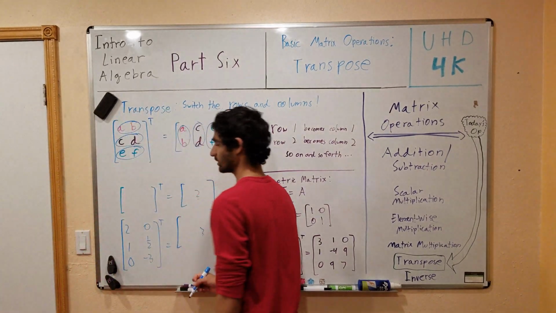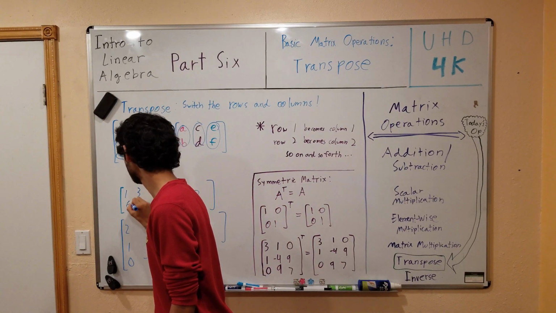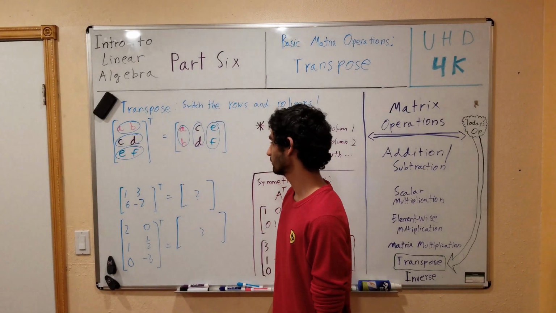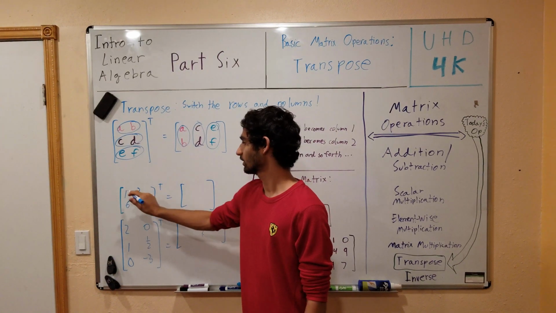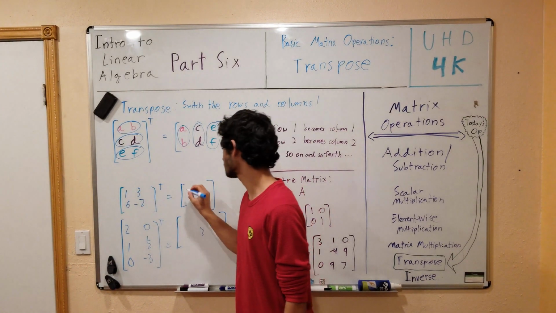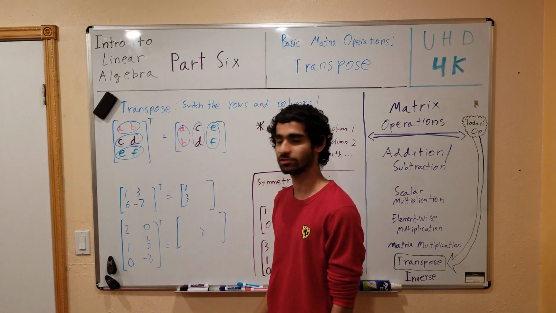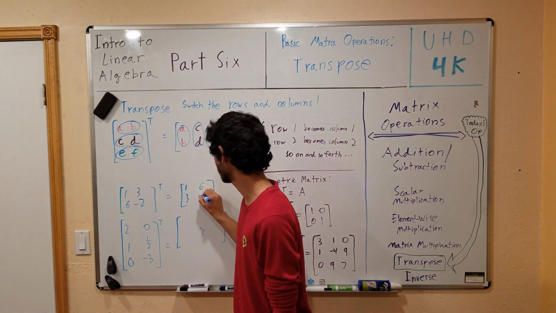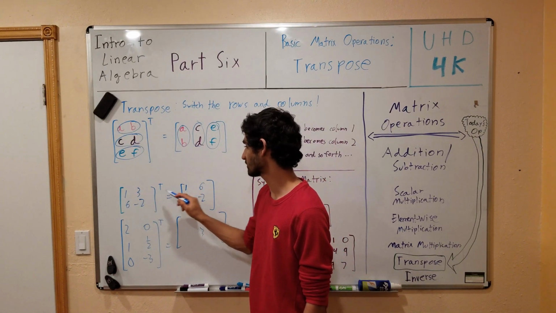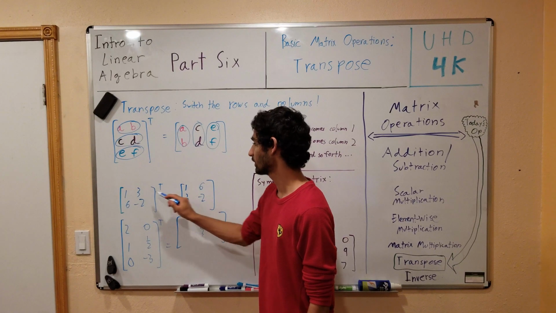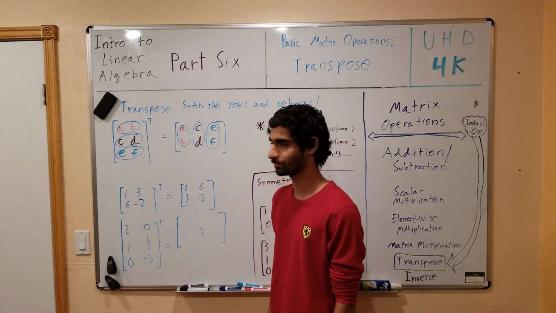Let's take the transpose of an example. We have 1, 3, 6, negative 2. Once again, we switch the rows and the columns. Our first row, 1, 3, becomes our first column. Our second row, 6, negative 2, becomes the second column, 6, negative 2. You also notice that our first column became our first row, and our second column became our second row.